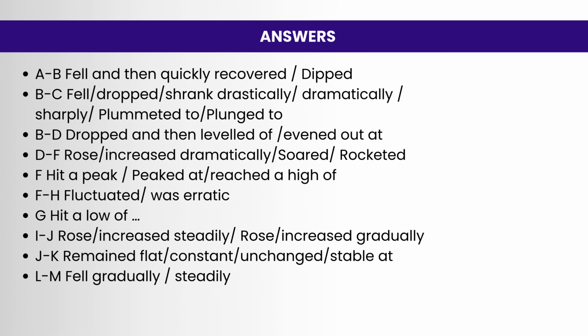F to H. Fluctuated, was erratic. G. Hit a low of. I to J. Rose, increased steadily, rose, increased gradually. J to K. Remained flat, constant, unchanged, stable at. L to M. Fell gradually, steadily.